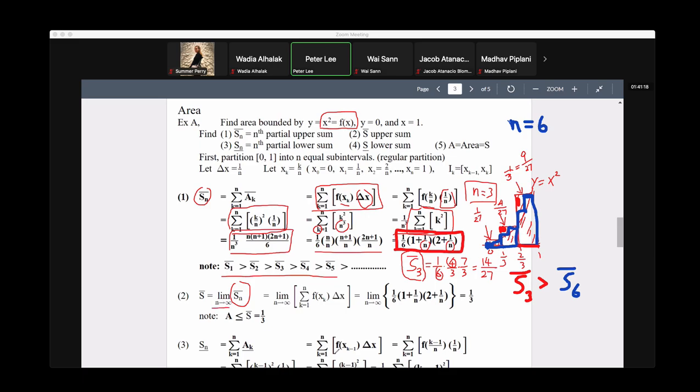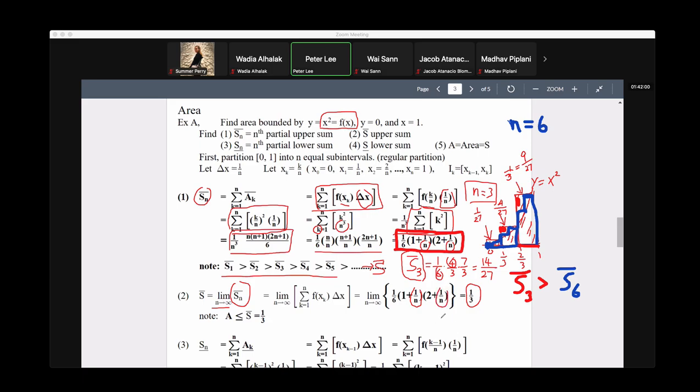So what happens as we chop more? Will this estimate of the n partial upper sum approach a number? It turns out, yes, it will approach a number, and actually it will be 1/3. As the number of intervals gets more and more, the area will approach 1/3. So these guys here will really approach 1/3. This is approaching S bar, and S bar is actually approaching 1/3. How do you know that? As n is approaching infinity, this guy's getting to 0, and that guy's getting to 0, and the whole thing will go to 1/3.